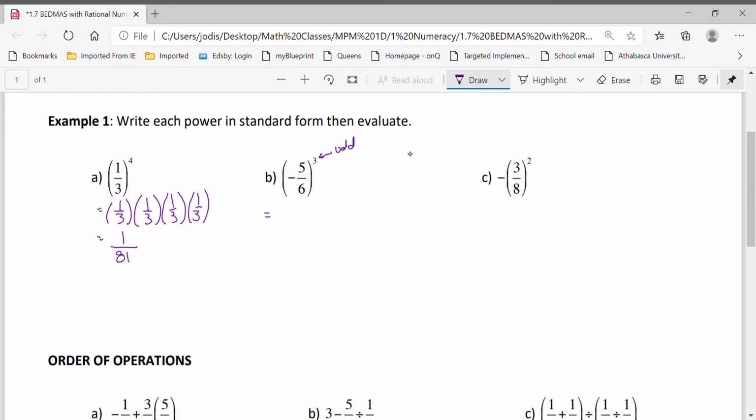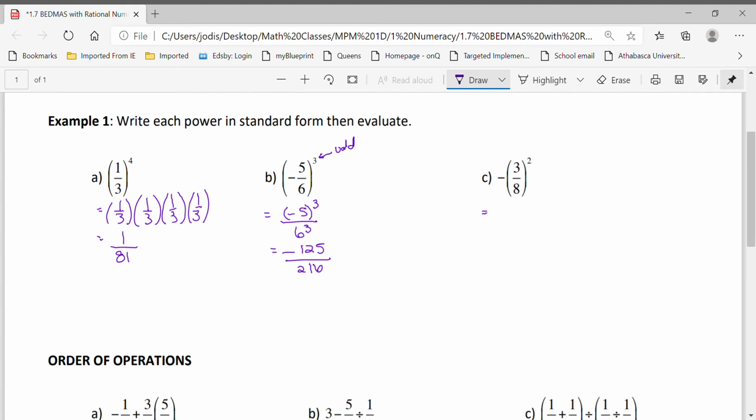So here, I'm not going to write it out the long way. We know our answer is going to be negative, and another way you could write this, if you wanted to remind yourself, would be -5 to the power of 3 over 6 to the power of 3, because that also means the same thing. That might help you remember to do the bottom as well. So we're going to have -125, right? 5 times 5 times 5 over, and 6 times 6 times 6 is 216.